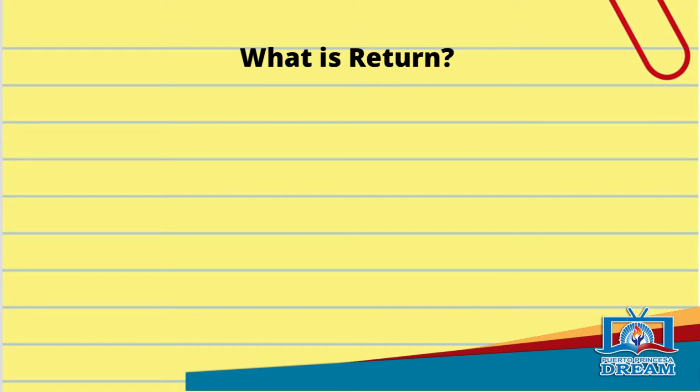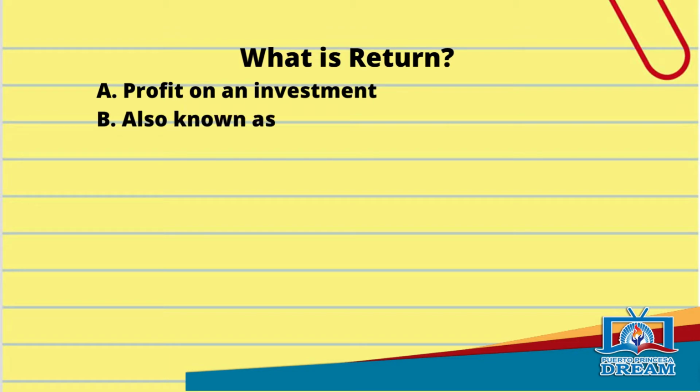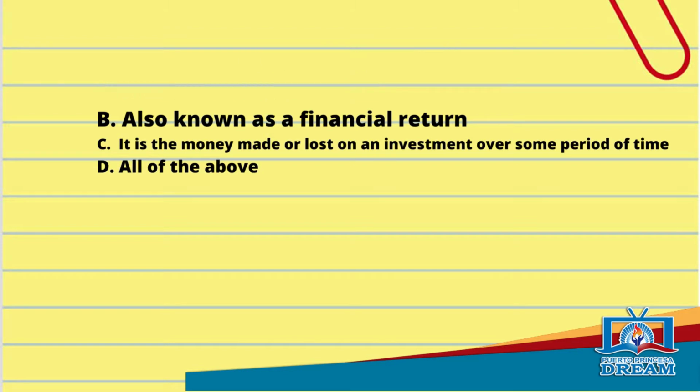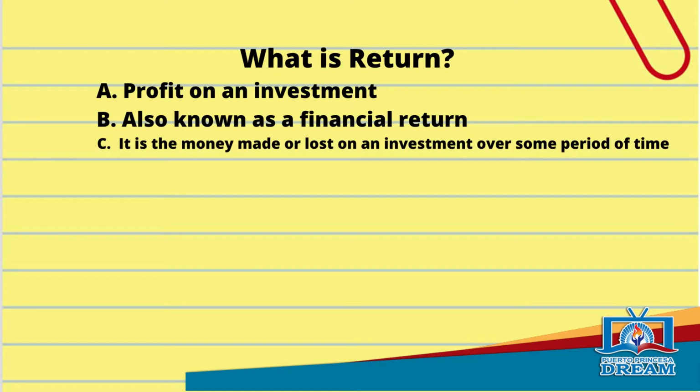What is return? A. Profit on an investment. B. Also known as a financial return. C. It is the money made or lost on an investment over some period of time. Or letter D. All of the above. If your answer is letter D, you are correct. Good job, learners!